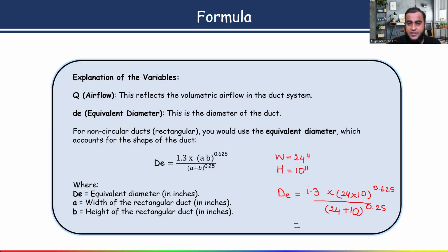So near about, I think 16.5 as per my calculation. Okay. So whatever the value is coming, that is your equivalent diameter. Now, this you have to substitute into the formula, simple. I have an Excel sheet, and in that sheet I will explain in detail. This is the manual calculation, because you have to know the manual calculation also.